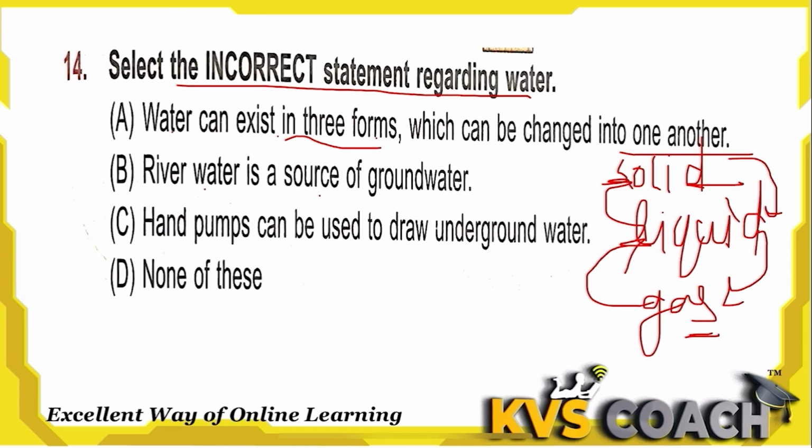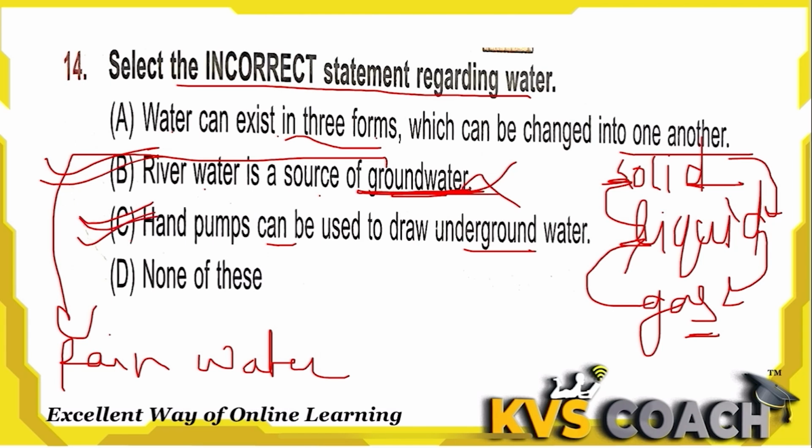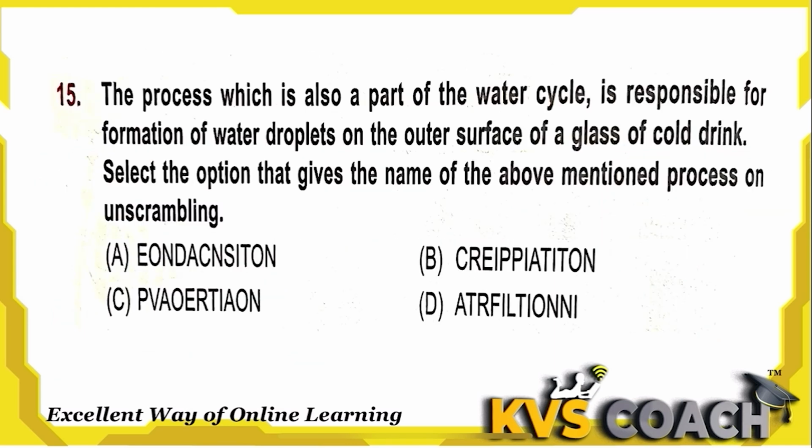Option B, river water is the source of groundwater. This is wrong. Which water is the source of groundwater? That is rainwater. When rainwater is absorbed by soil, it goes down and changes into groundwater. Option C, hand pump. Hand pump can be used to draw underground water. This is right. With the help of a hand pump, we draw underground water. None of these is wrong because B is the wrong statement. So option B is the incorrect statement: river water is the source of groundwater.